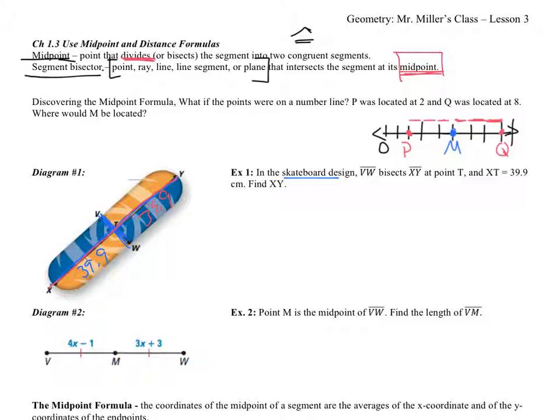So then if we do our segment addition, we have XY equals XT plus TY. We're looking for XY. XT we said was 39.9 centimeters plus TY, which we said was the exact same, 39.9 centimeters. Therefore, XY must be 39.9 plus 39.9, which is 79.8 centimeters.